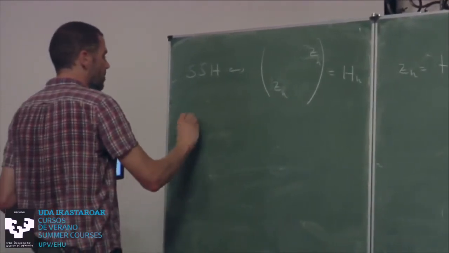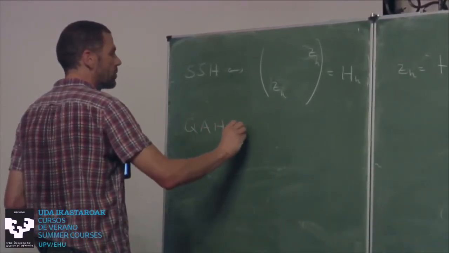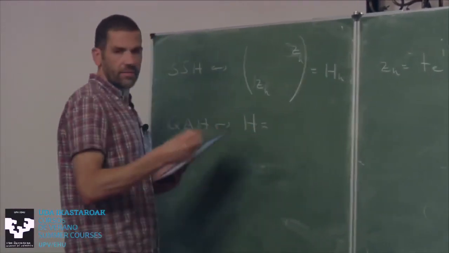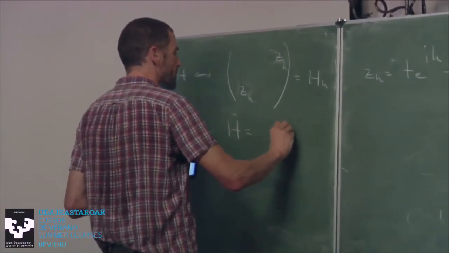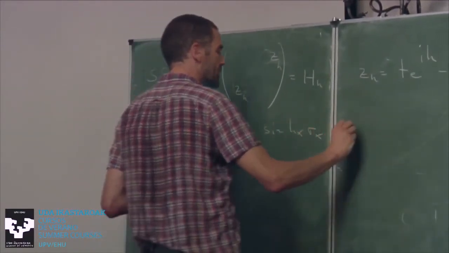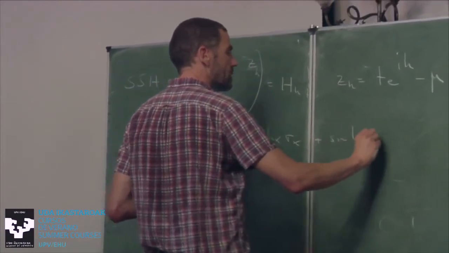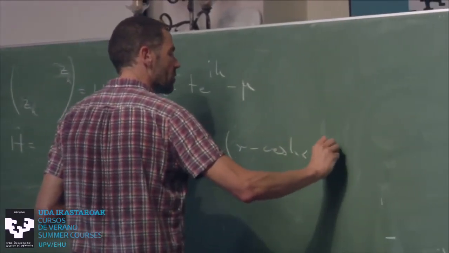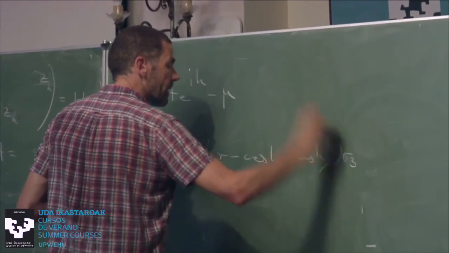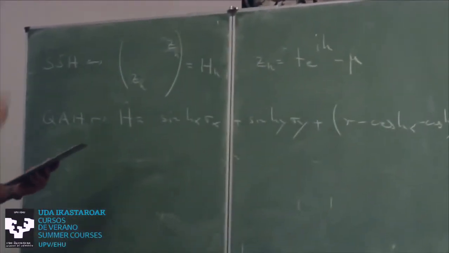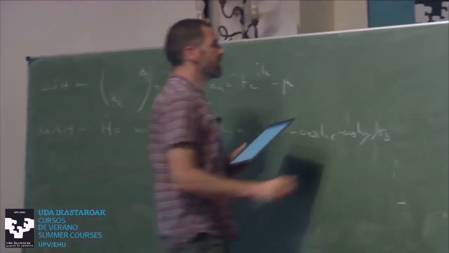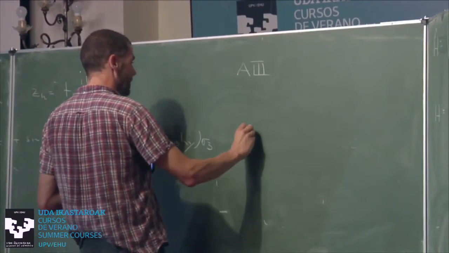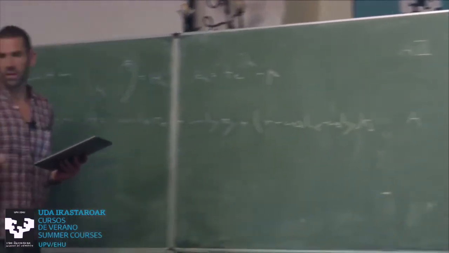And there is a quantum anomalous Hall effect Hamiltonian, which you can write like this on a lattice: something like sine kx sigma x plus sine ky sigma y plus some r minus cosine kx minus cosine ky times sigma 3, right? Now what can we say about these guys? This one is an AIII Hamiltonian, and this one here is class A. It doesn't have any symmetries, besides hermiticity.